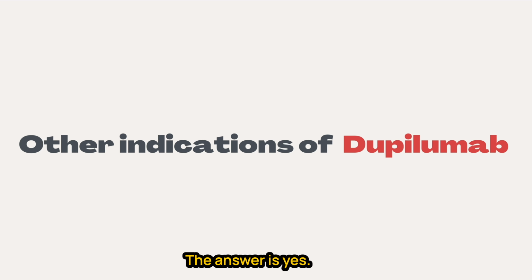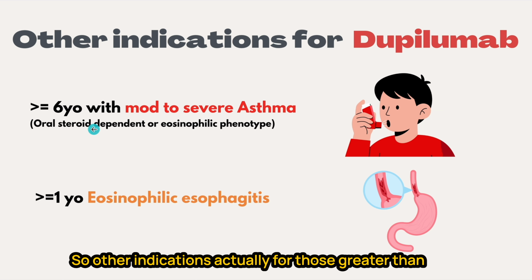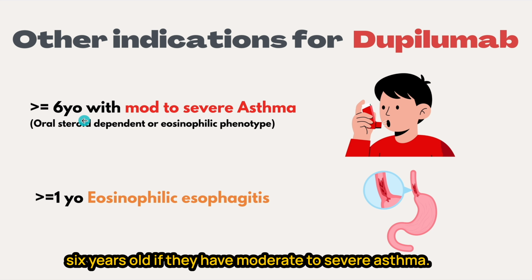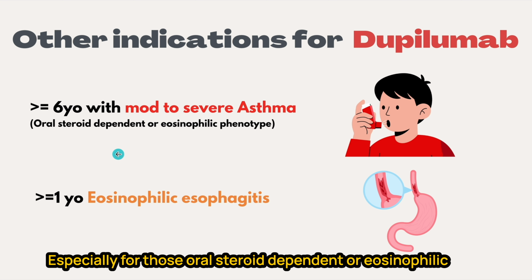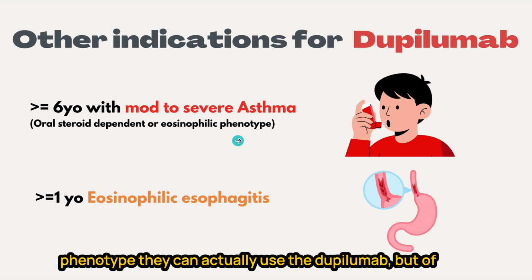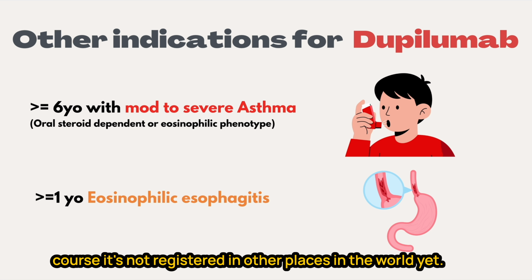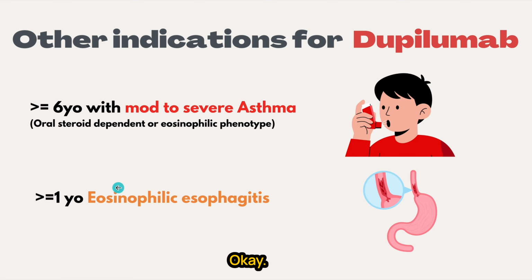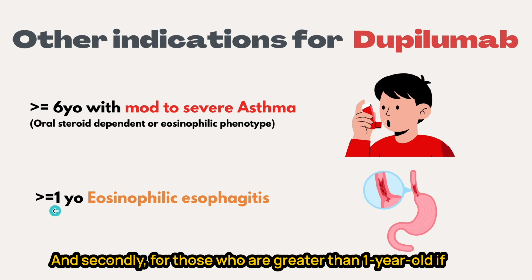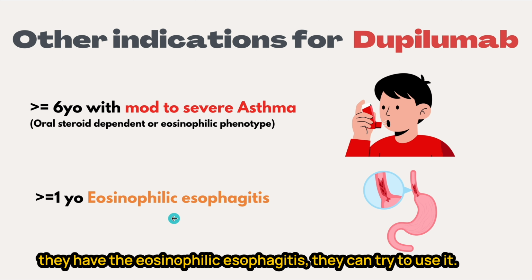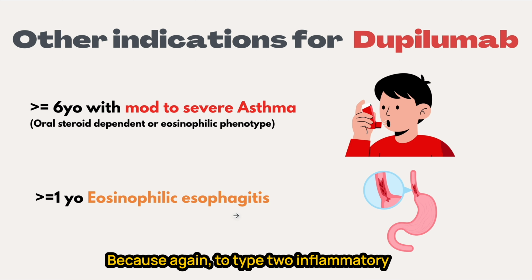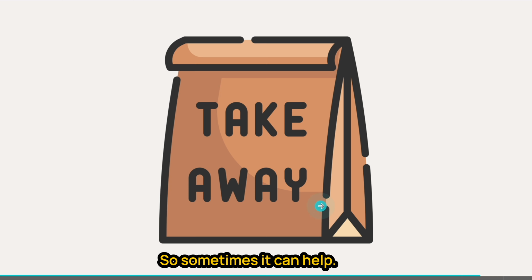Can it be used in other indications apart from eczema? The answer is yes. For those greater than 6 years old, if they have moderate to severe asthma, especially those oral steroid dependent or with eosinophilic phenotype, they can actually use the Dupilumab. But of course, it's not registered in all places in the world yet. Secondly, for those greater than 1 year old, if they have eosinophilic esophagitis, they can try to use it. Because again, the type 2 inflammatory response will trigger the eosinophils. So sometimes it can help.